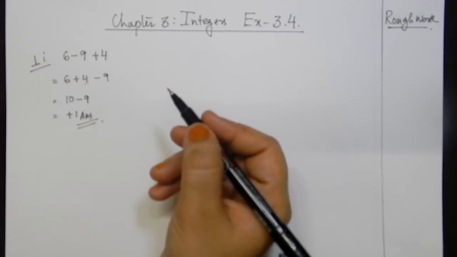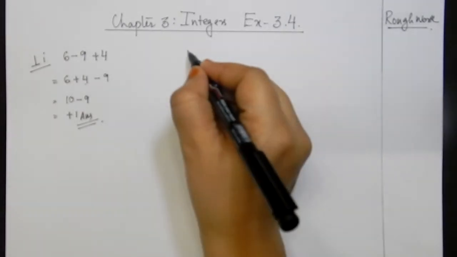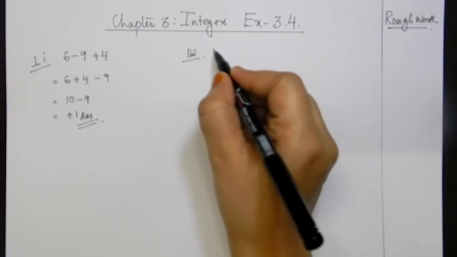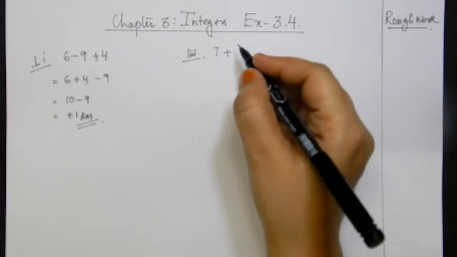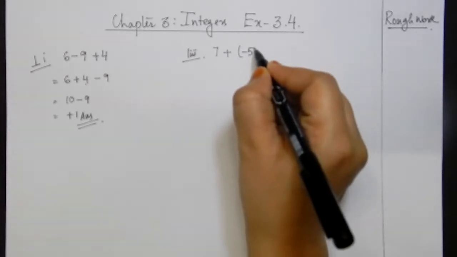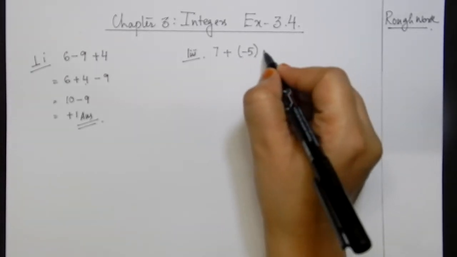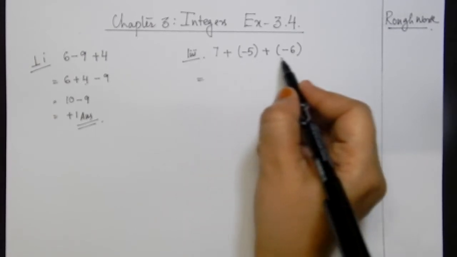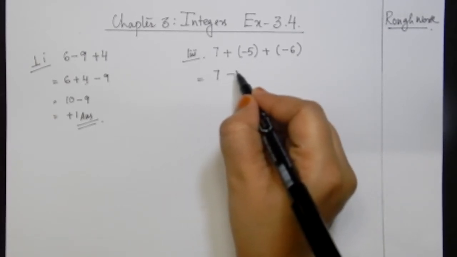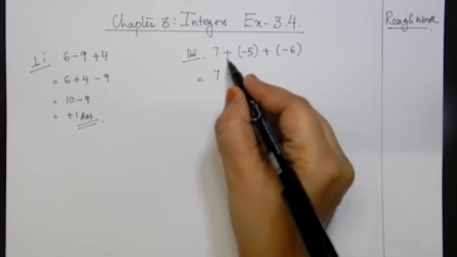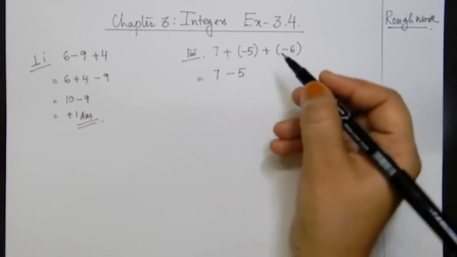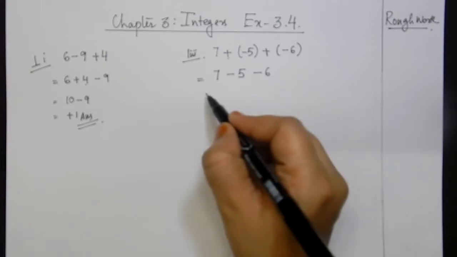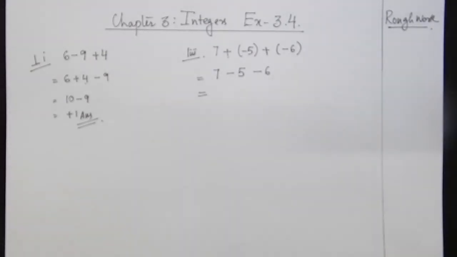Let's do 1 subpart 3. Find the value of 7 plus minus 5 plus minus 6. So let us open the brackets. 7, now this will be plus or minus, two different signs, so minus. Again plus and minus, two different signs, so minus. So you can see the numbers are already arranged.